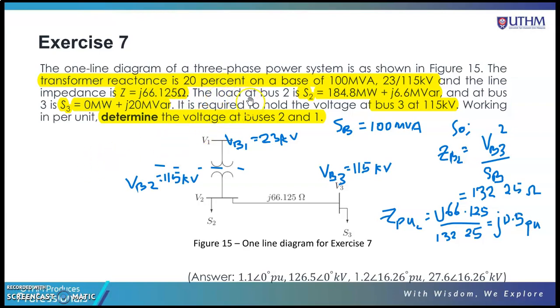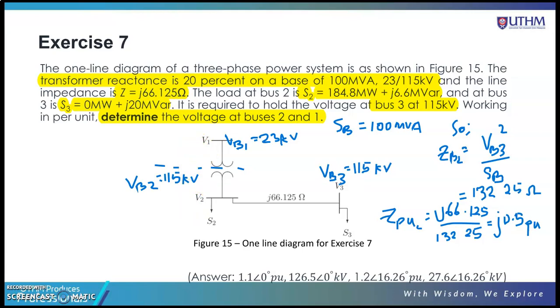The load at bus 2, S2, is given as P plus jQ, and the load at bus 3, S3, is given as P equal to 0 plus jQ MVAR. It is required to maintain the voltage at bus 3 equal to 115 kilovolt, V3 equal to 115 kilovolt. Working in the per unit system, determine the voltage at buses 2 and 1. You need to determine the values of V1 and V2 based on per unit analysis.